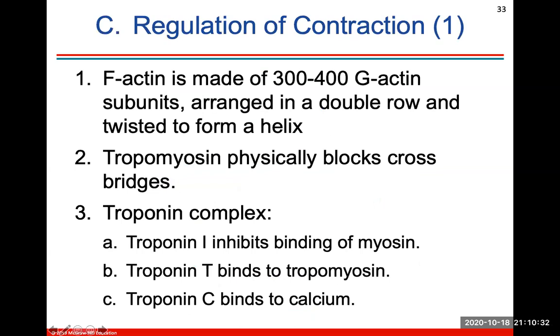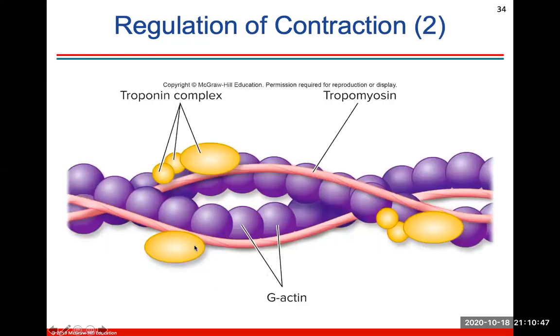This is the regulation of contraction, and it takes you through the troponin complex. The tropomyosin were those spaghetti-like strands that physically block the cross bridges. The troponin is made up of different complexes, but really simply put, you don't need to know the three subunits; all you need to know is that when calcium binds to troponin, it changes the shape and moves the tropomyosin off of the active sites where the myosin head can bind.